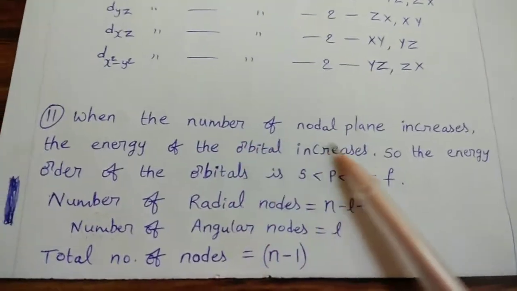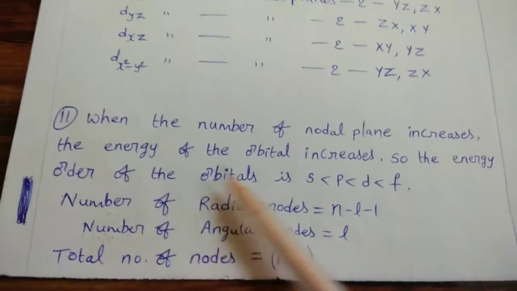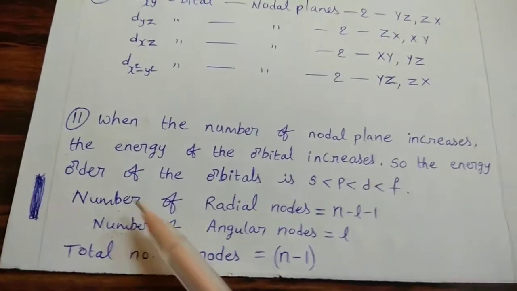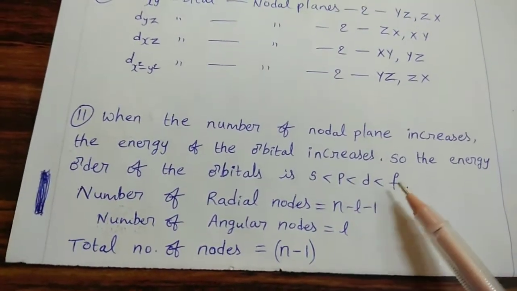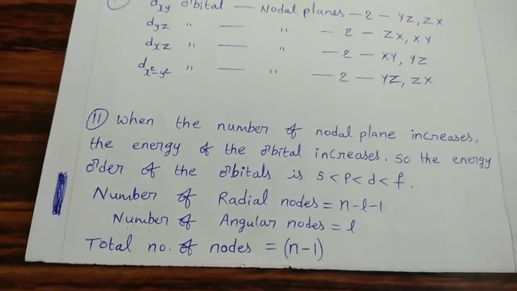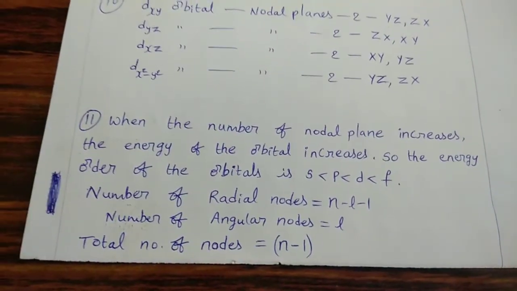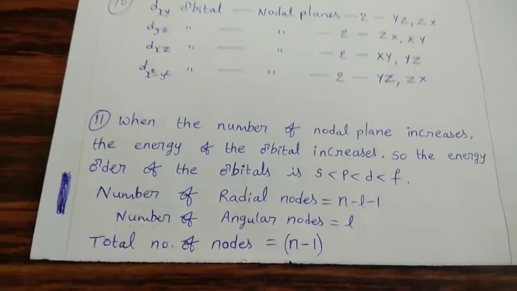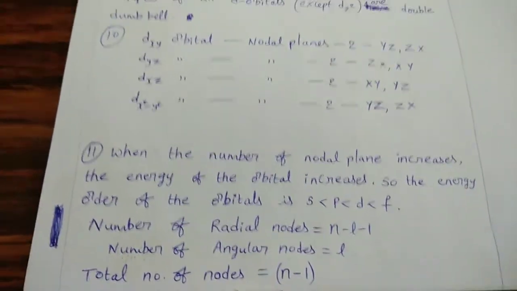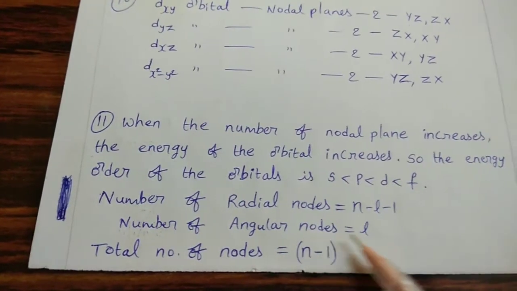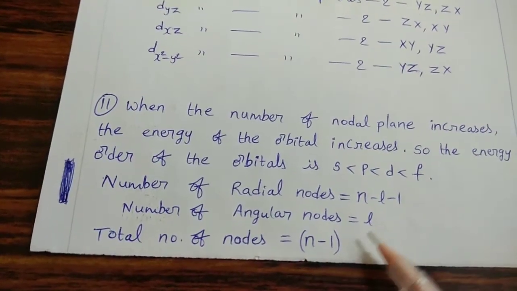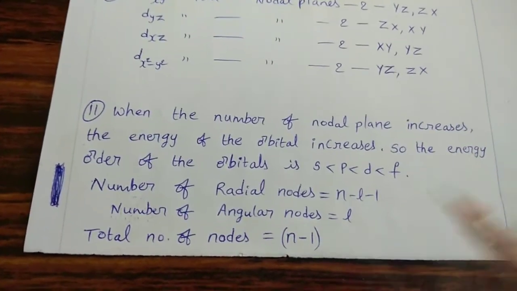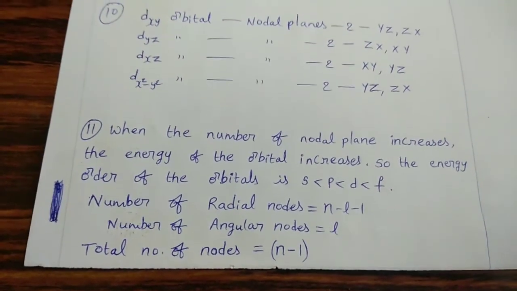Okay. Next, see the conclusion. When the number of nodal planes increases, the energy of the orbital increases. So the energy order of orbitals is s less than p less than d less than f. The f orbital has more nodal planes than d, p and s. The s orbital has zero nodal planes. Number of radial nodes is n minus L minus 1. Number of angular nodes is L. By combining these two, we get the total number of nodes: formula n minus 1. Remember this formula. Based on this, multiple choice questions will come. Practice well. We will meet in the next class.